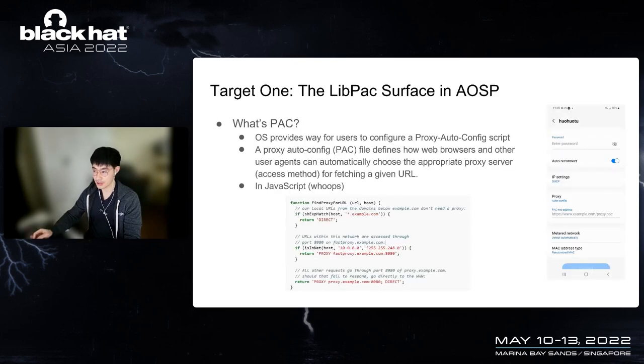So our first target is the libpac surface in AOSP. What is PAC? What is libpac? The OS provides a way for users to configure a proxy auto-configuration script. A proxy auto-configuration script defines how web browsers and other user agents can automatically choose the appropriate proxy server for fetching a given URL. You can see that it's defined in JavaScript. The whole proxy configuration file is actually an implementation of the function FindProxyForURL. Given a URL and the host, the function needs to return how this specific URL should be reached, whether it should be accessed directly or go through a proxy.